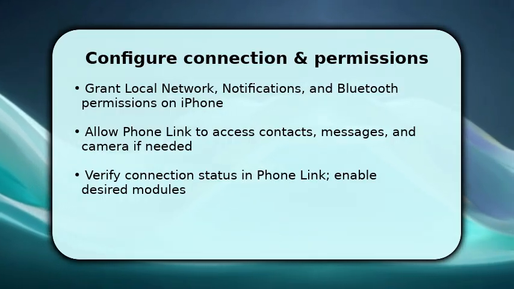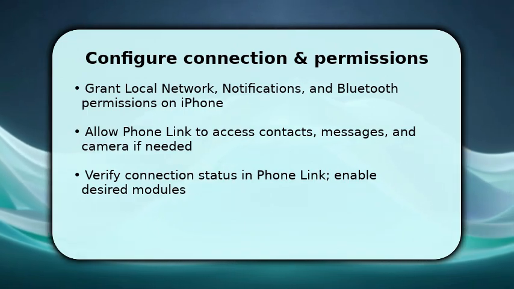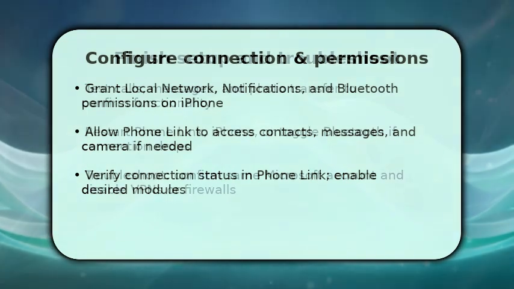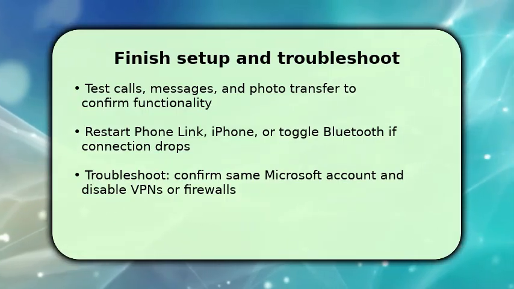Make sure the status reads connected. If not, repeat Bluetooth pairing and restart the Phone Link app. Complete the setup by testing core features. Place a call, send a text, and transfer a photo to validate permissions.